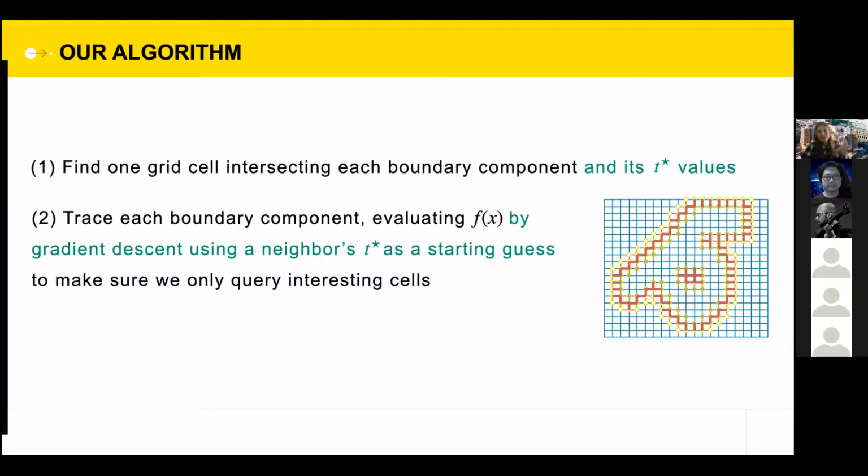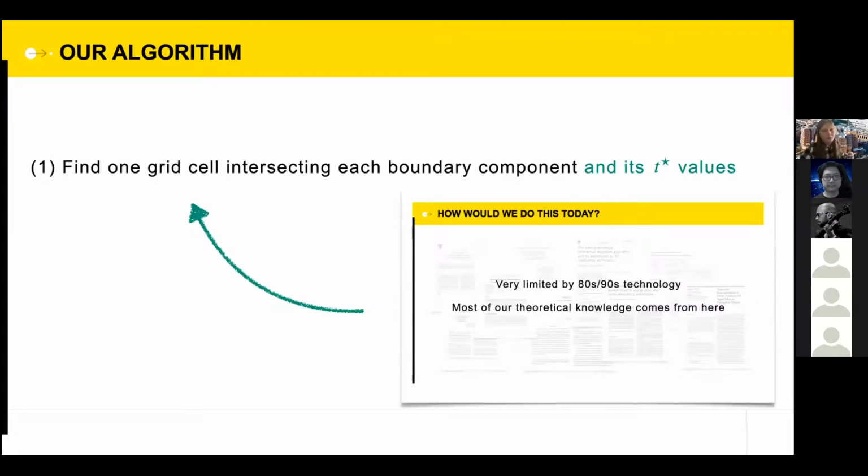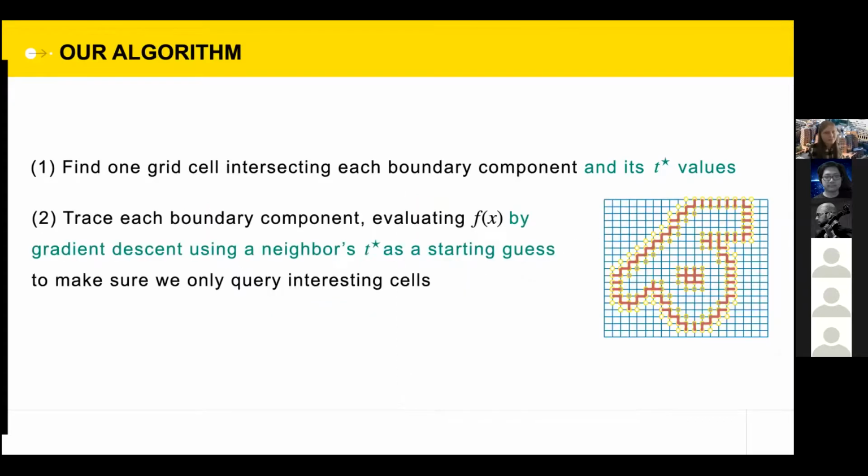Okay, so we have this algorithm. We are tracing each boundary component by keeping track of where the global minima are, and we evaluate f by using gradient descent, using that information about the neighbor's global minima. So we do that efficiently. And of course, those earlier works that I was talking about not only help us find those grid cells, but also those global minima T star values. So the oracle is still valid here.